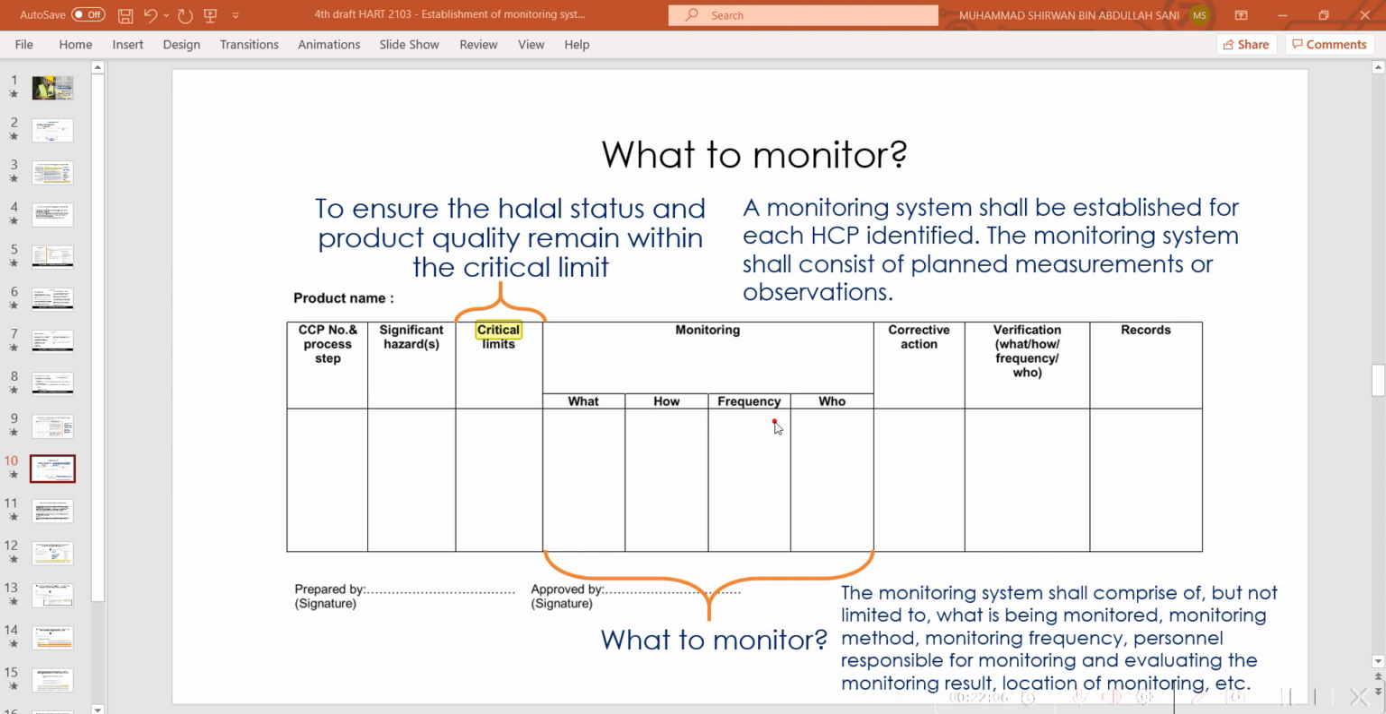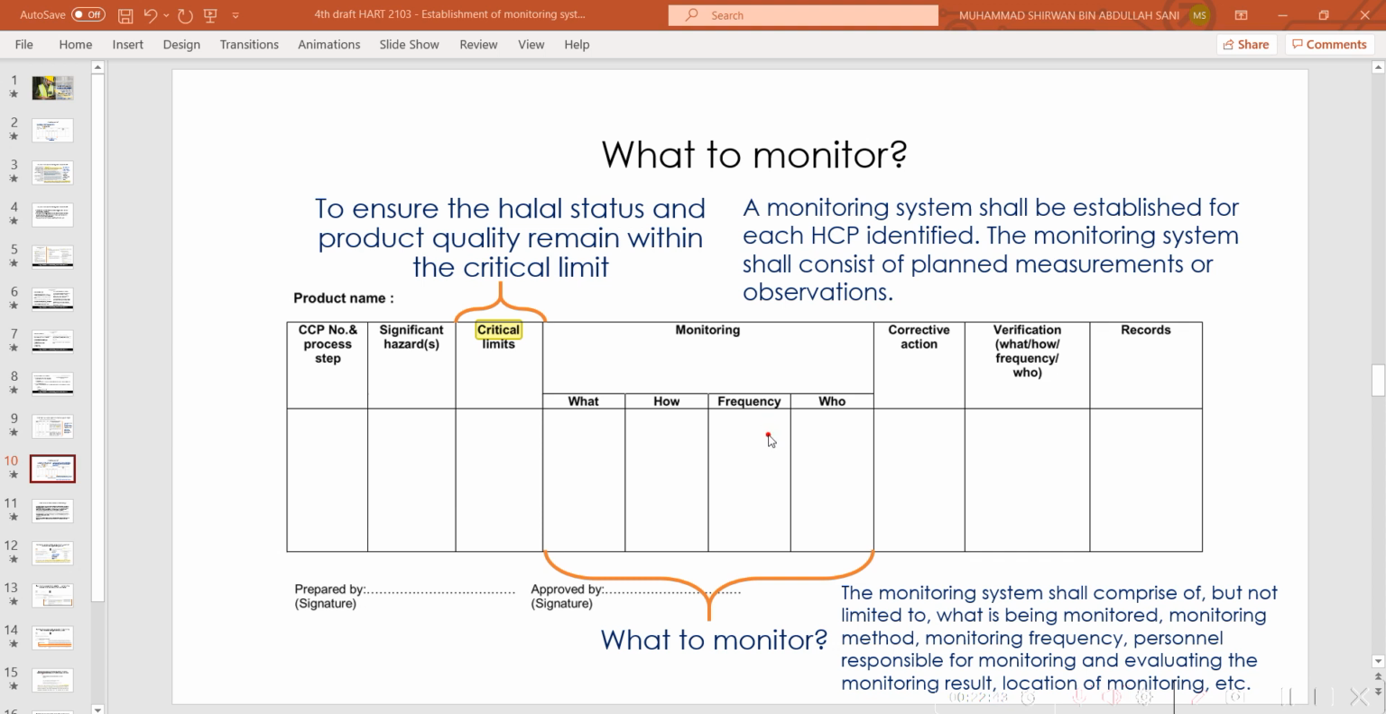And there is a column about frequency. Frequency means how frequently, how many times you want to monitor. For example, in a slaughterhouse, you have set up a procedure to say that every 3,000 chickens slaughtered, the slaughterman shall be replaced by other slaughtermen. During this frequency, the halal checker will monitor whether the chickens slaughtered are properly severed on the four veins and whether after stunning the chicken is still alive, for example, right? So this is the frequency.